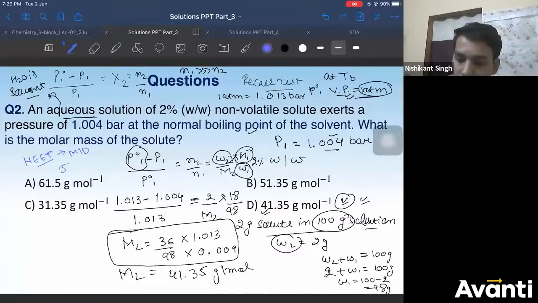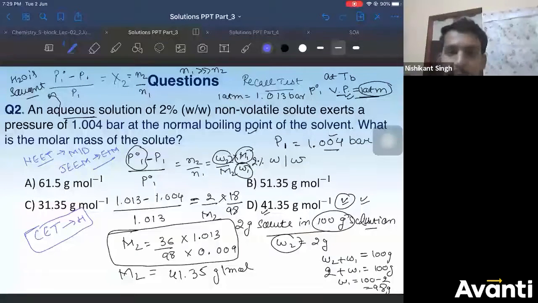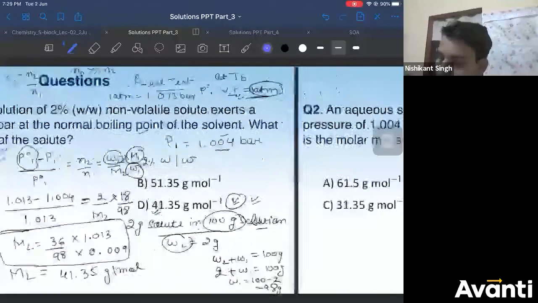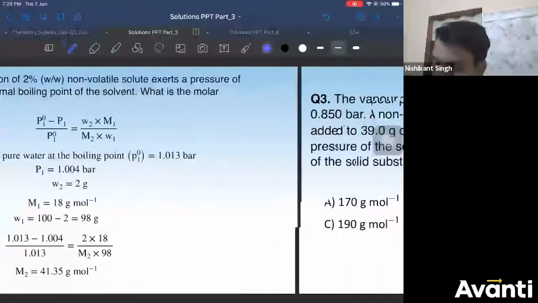And if it comes in JEE Mains, it is an easy plus medium question, right? So it can come in both the exams. In CET it should not come ideally. If it comes in CET, it is a hard level question. Okay? So this is the standardization of this question. When we solve the question, we should also understand what is the level of the question, right? So this is done.